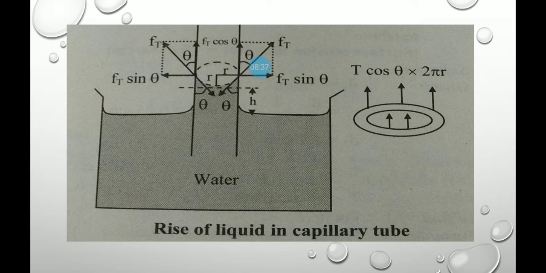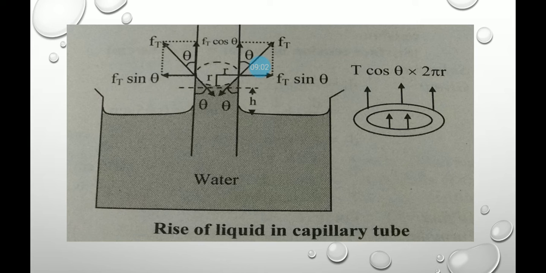Here we have considered r is the radius of the capillary tube, h is the height of the liquid level in the tube, the height of what? The height of the liquid level in the capillary tube, right. T is the surface tension of the liquid, rho is the density of the liquid and g is acceleration due to gravity.